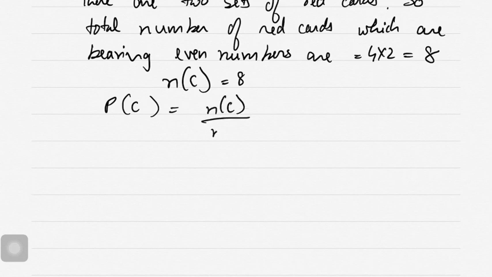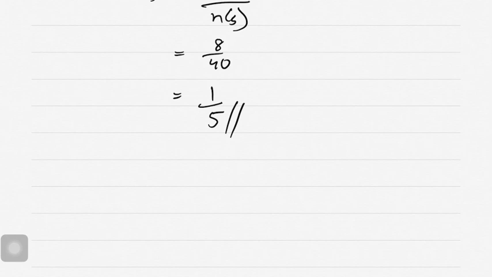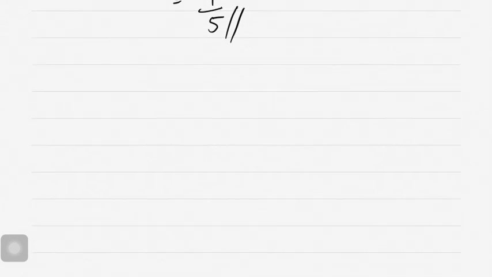P of C is equal to n of C upon n of S. So 8 by 40, which is 1 by 5. Correct? So I believe everybody has understood the sum. If any of my students is not able to understand, can WhatsApp me and ask me to explain again. Okay?